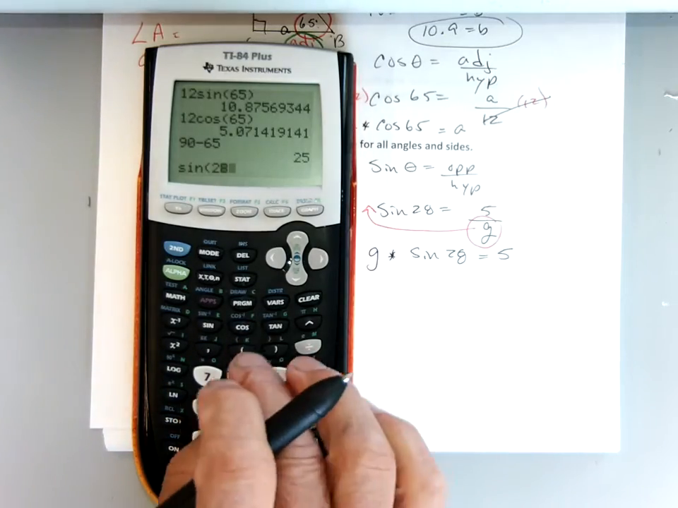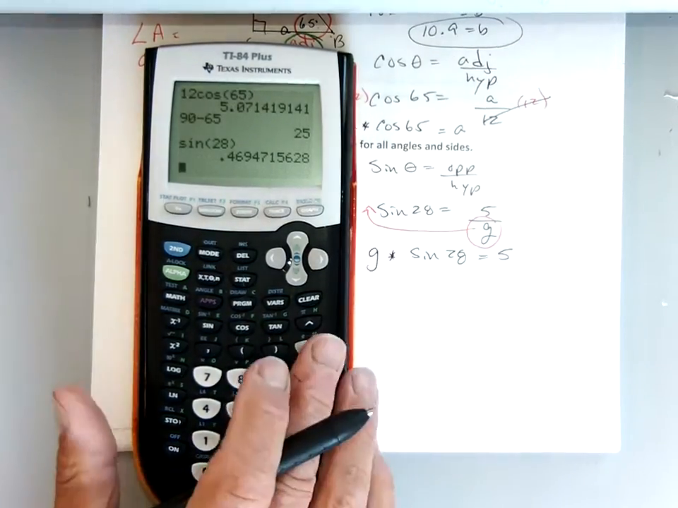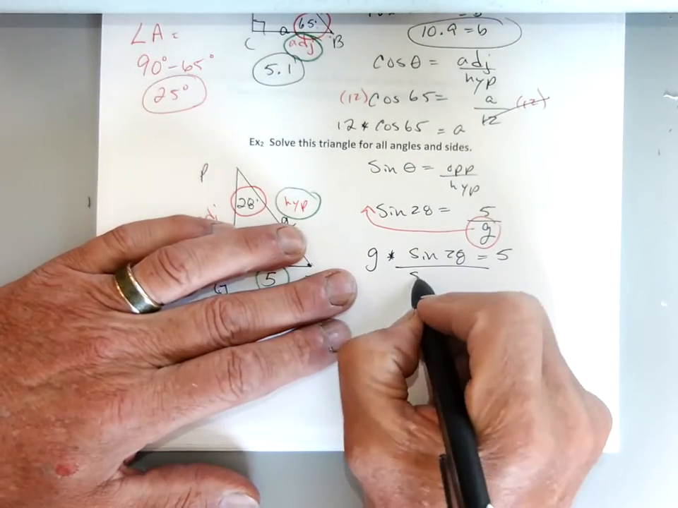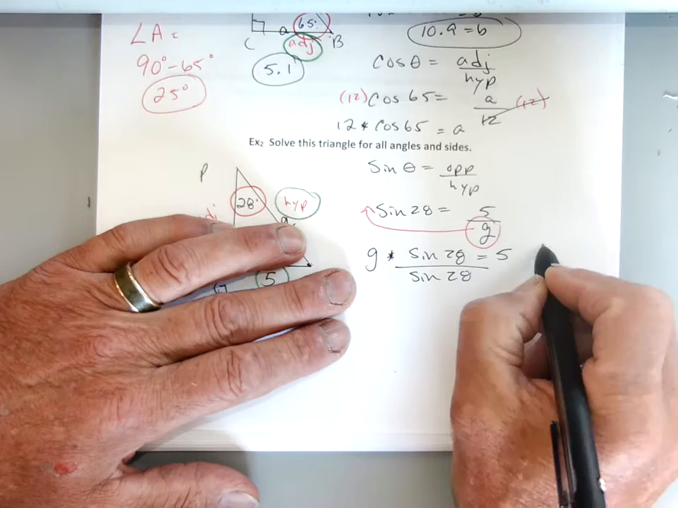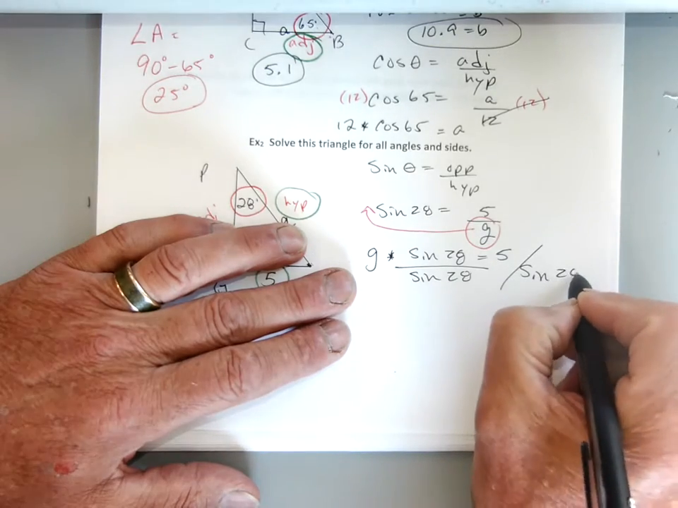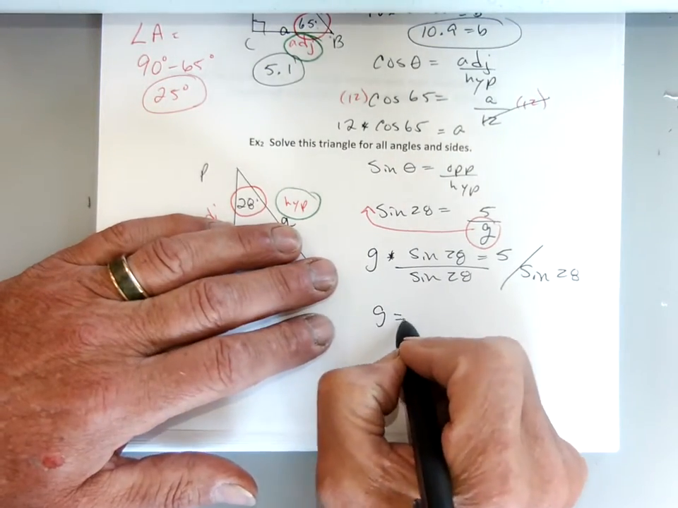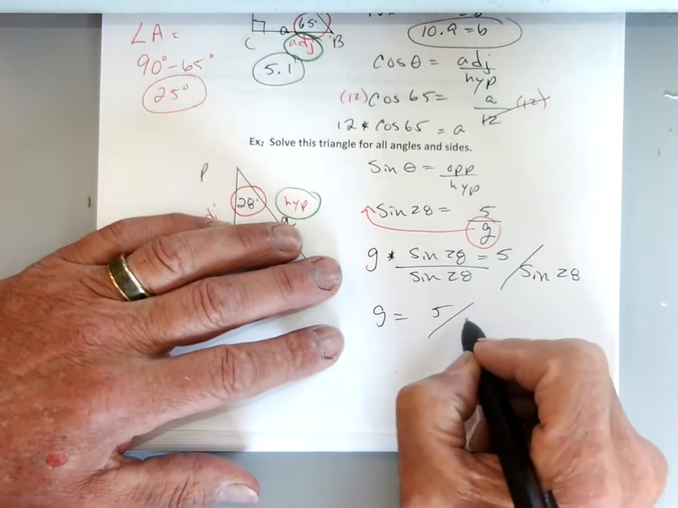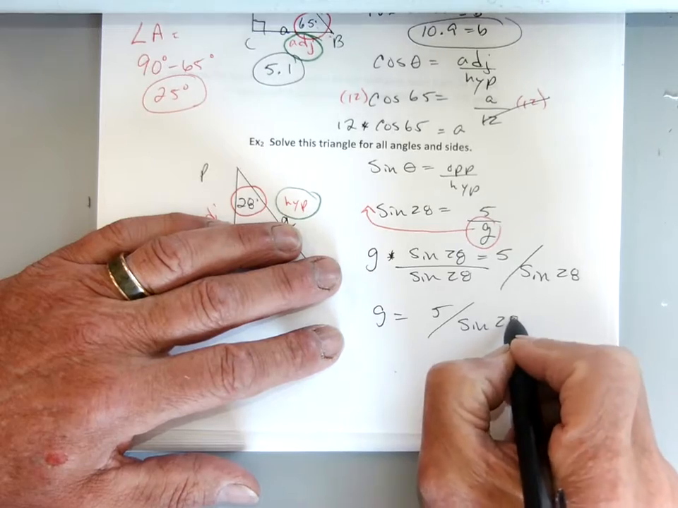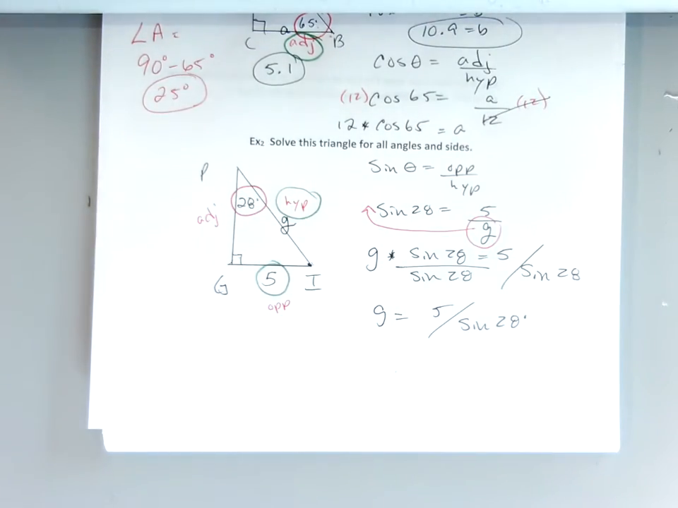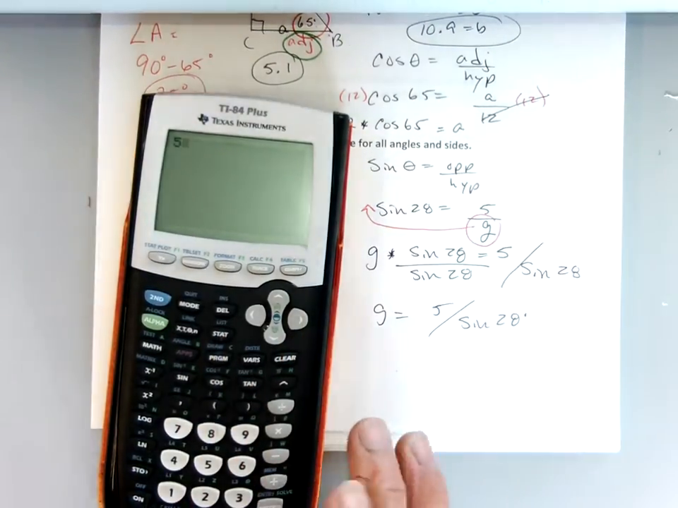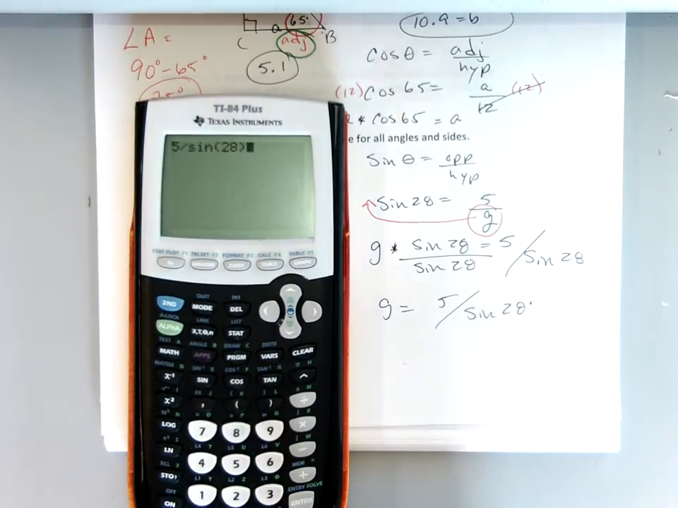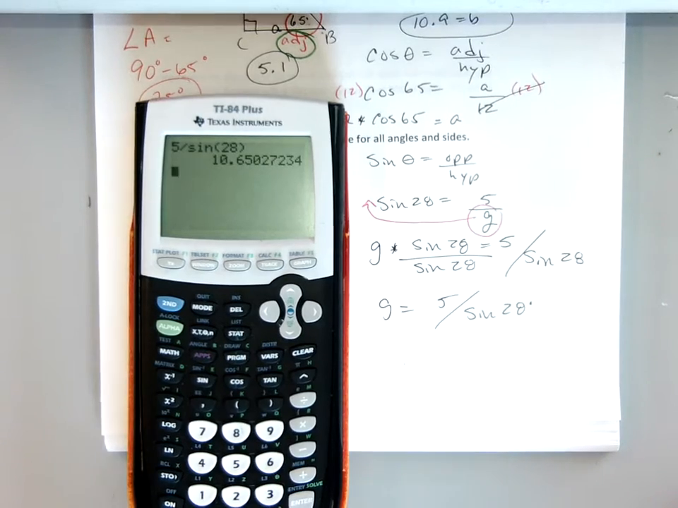Sine 28, right? It's just some decimal. So to solve for g, let's divide both sides by sine of 28, and I'll have g equal to 5 divided by sine of 28, whatever that happens to be. I'll use my calculator. I'm just going to divide. Watch, I'm going to go 5 divided by sine 28. I get an answer of about 10.65.